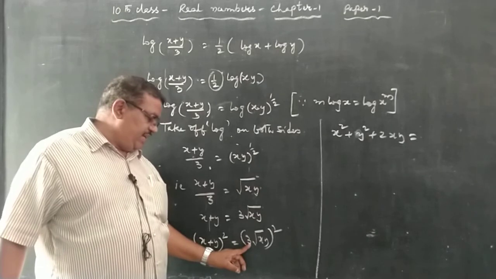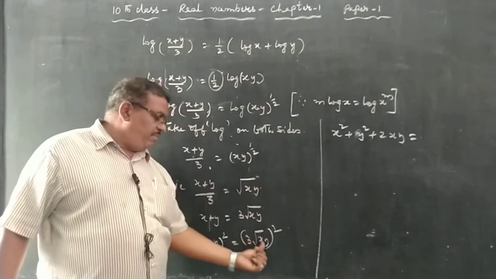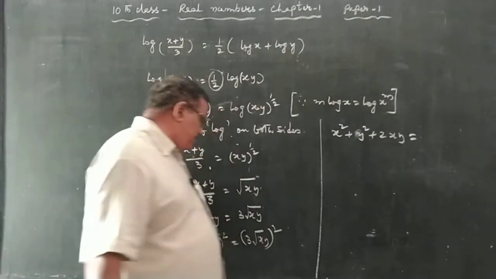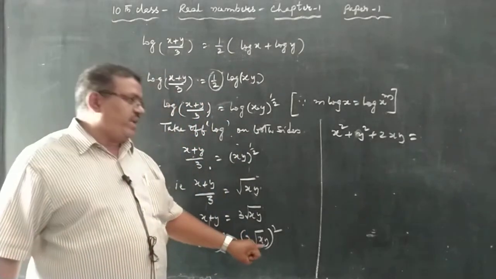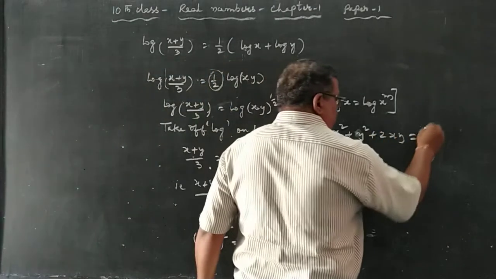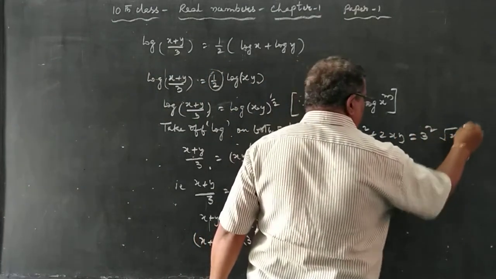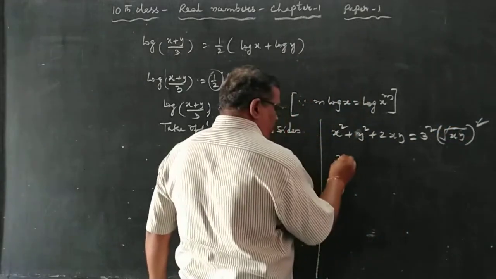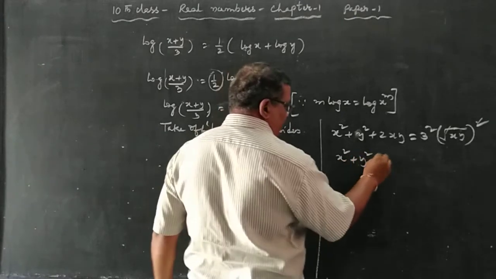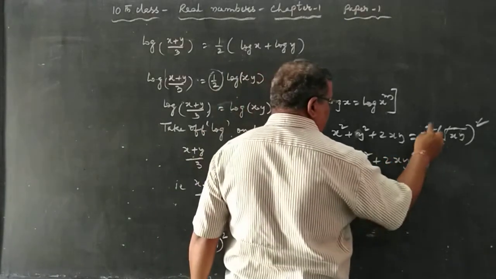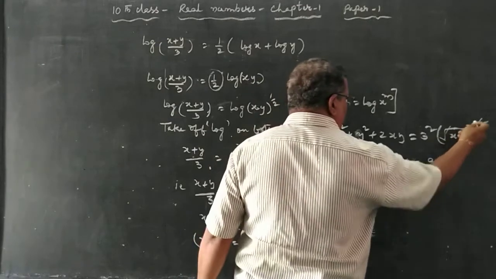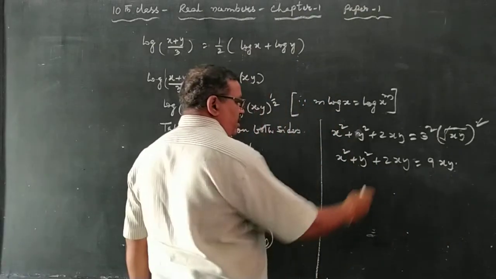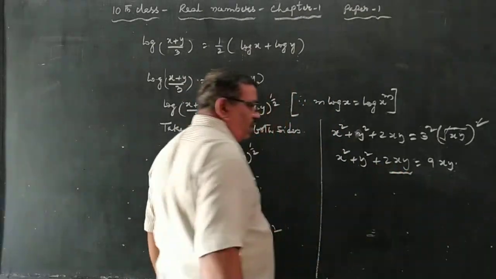Think of 3 as a and root xy as b. (ab) whole power m is nothing but a power m into b power m, that is 3 square into (root xy) whole square. The square and square root are cancelled. So x square plus y square plus 2xy equals 3 square, whose value is 9, into xy. You get 9xy. Transpose 2xy to the RHS.